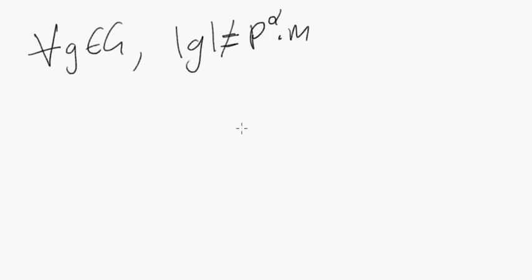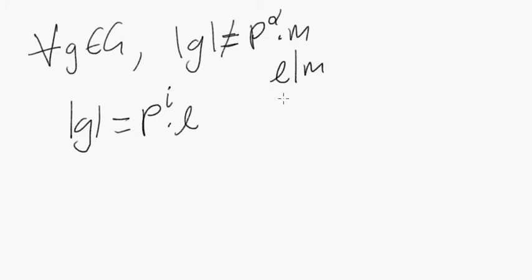Well, aren't we saying that if we look at the order of G, we know it's going to be of the form P to the I times L, where L divides M, and in particular, can't we say more now? If order of G cannot be P to the alpha times M, can't we say that order of G equals P to the I times L, where either L is less than M or P to the I is less than P to the alpha.